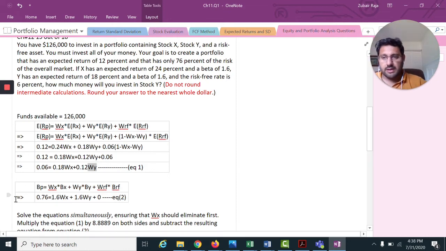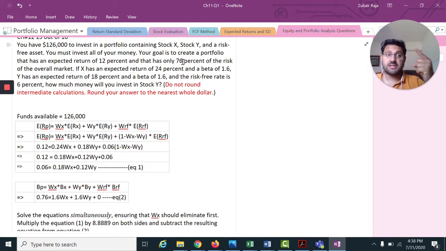Now, what is the beta of the portfolio? The target beta of the portfolio is 76% of the overall market risk. In other words, 0.76, because the market risk is 1. So 76% of 1 is 0.76.